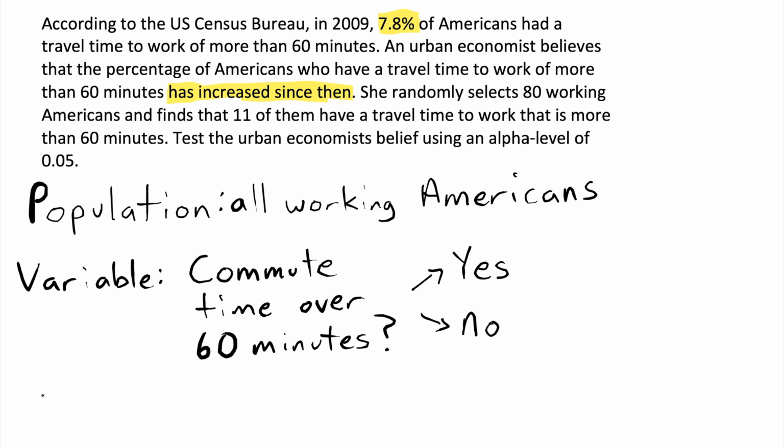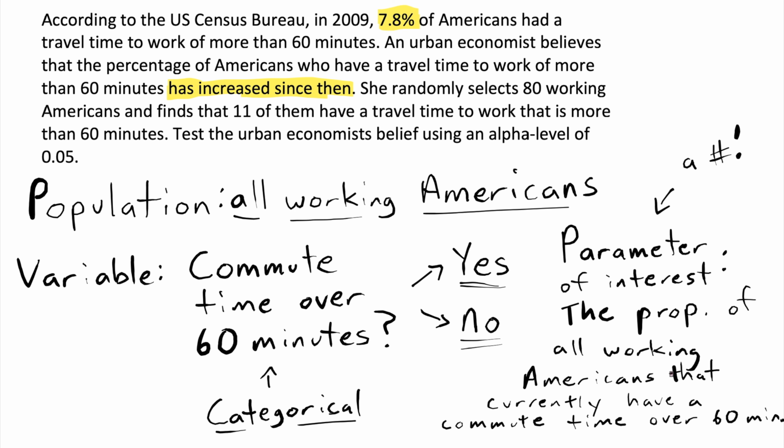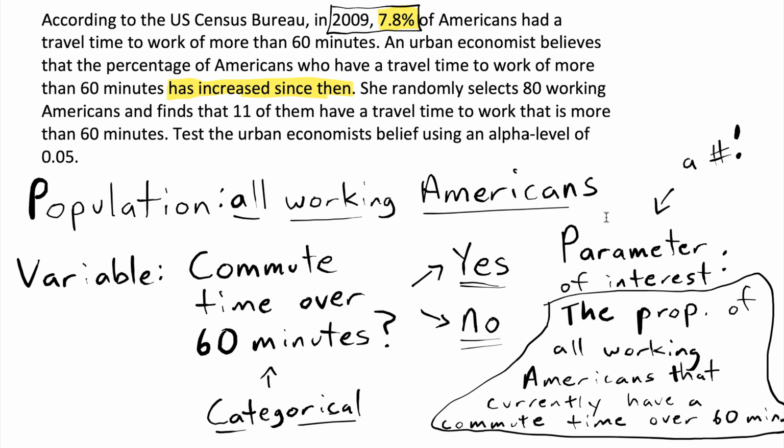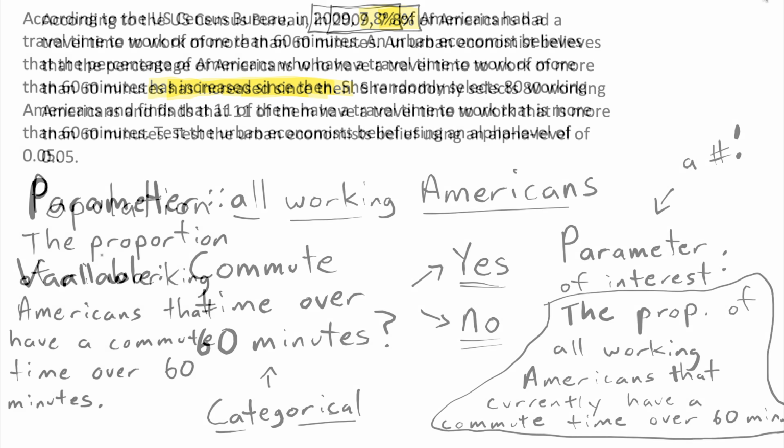It's the proportion of all working Americans that currently have a commute time over 60 minutes. And we don't know this. We know what was happening in 2009, but we don't know what's happening currently. We are going to try to figure out what we can say about this number. So this is our parameter. It's the proportion of our population. This could be given in symbols as a capital P.